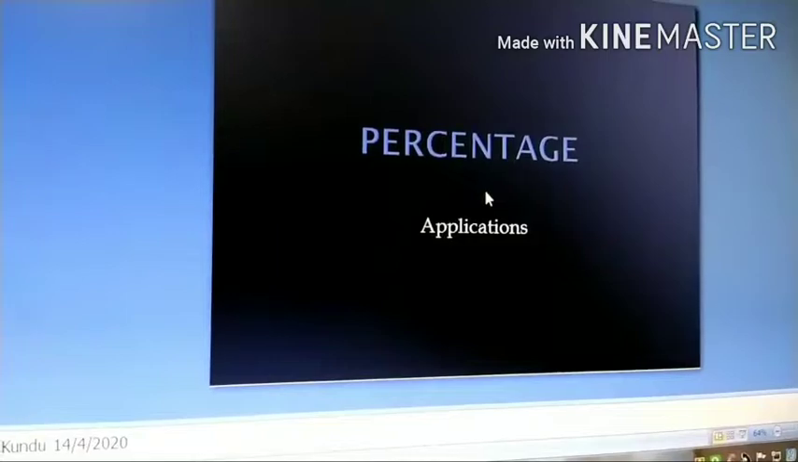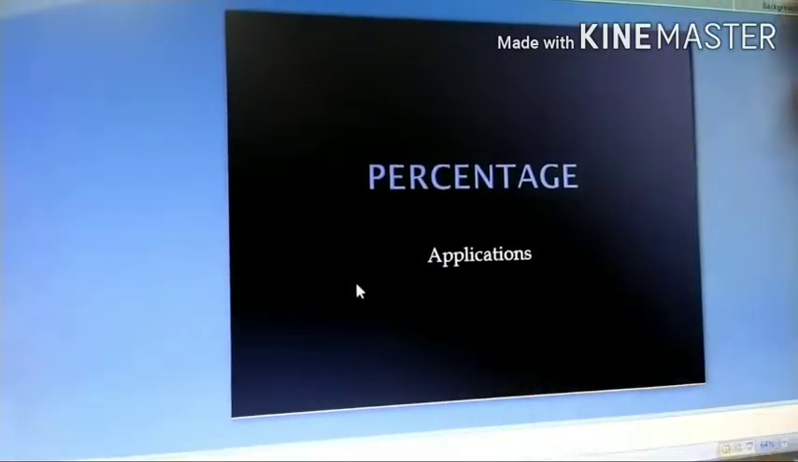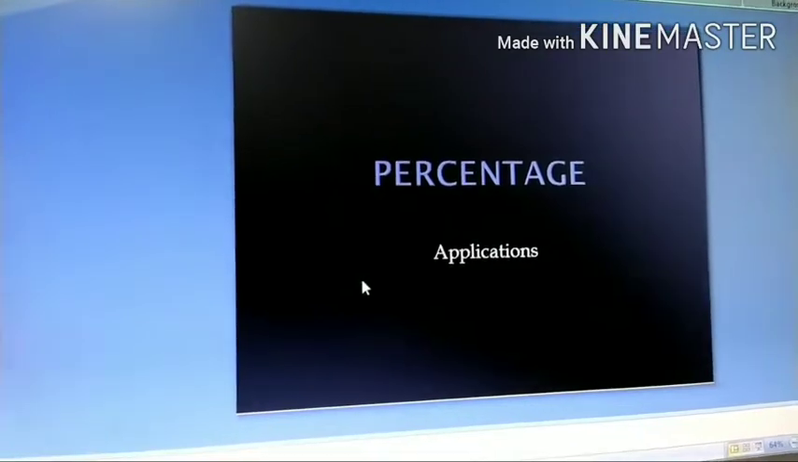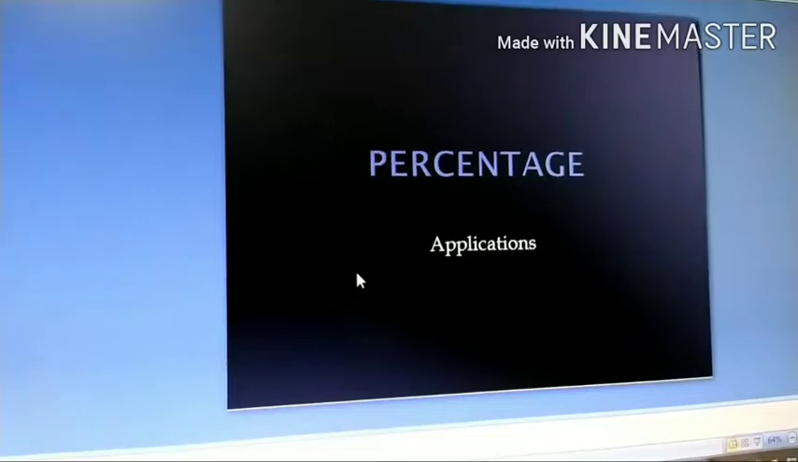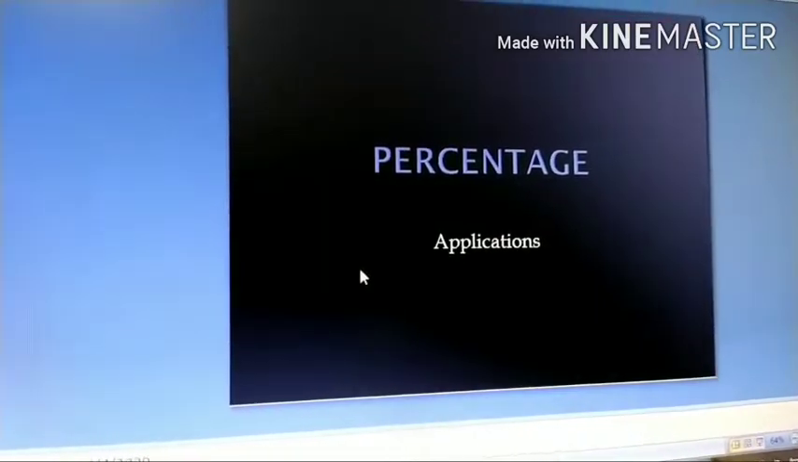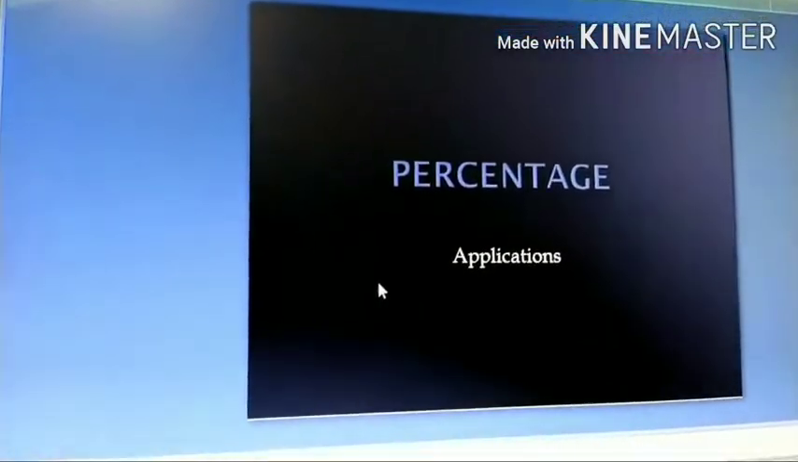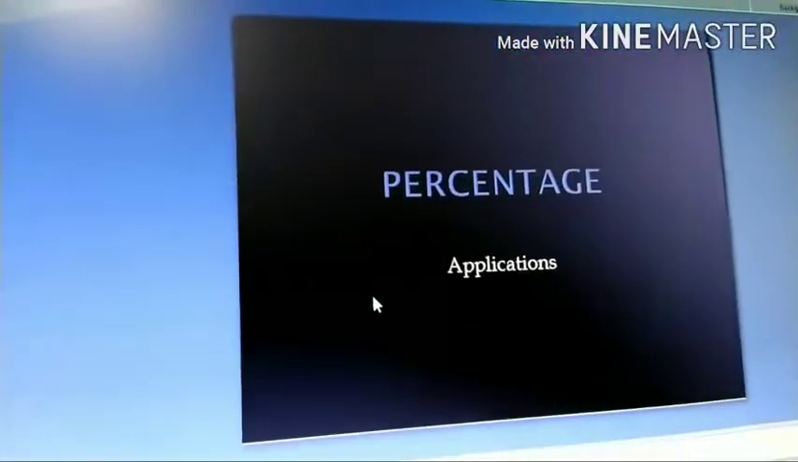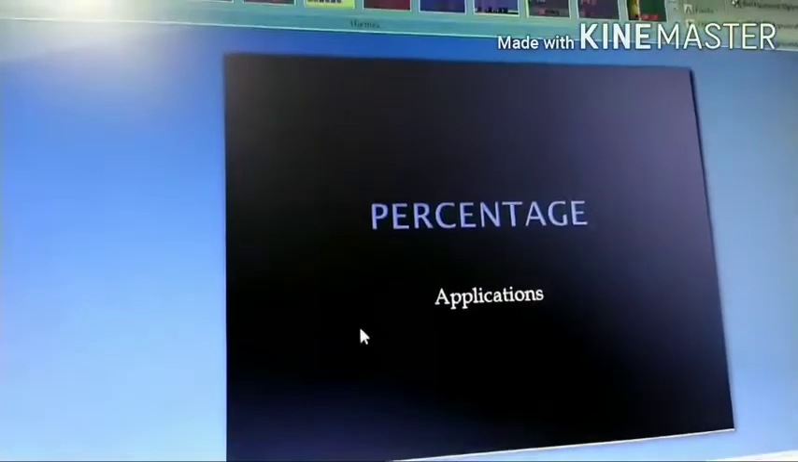So we here see the percentage meaning and different types of conversion: conversion of percentage into fraction and fraction into percentage, percentage to ratio and ratio to percentage. Next day we shall learn about the application of percentage in our real life.